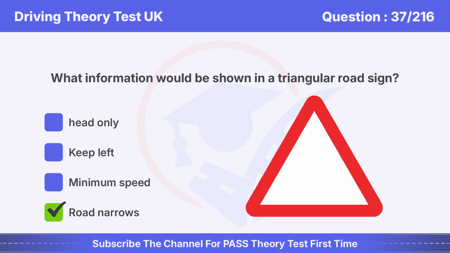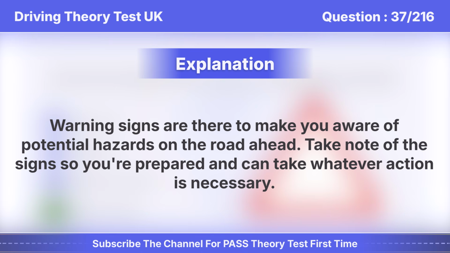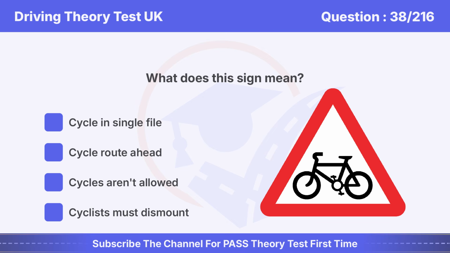Answer is D. Road narrows. Warning signs are there to make you aware of potential hazards on the road ahead. Take note of the signs so you're prepared and can take whatever action is necessary. Question 38. What does this sign mean?